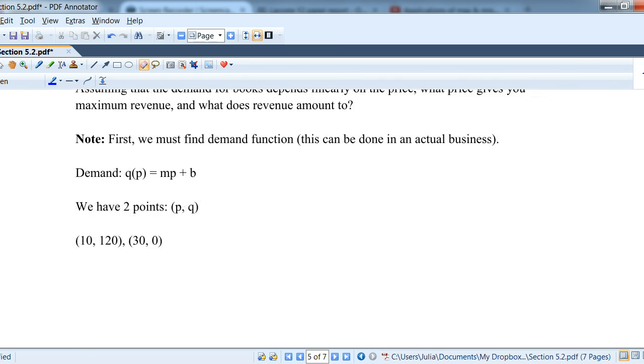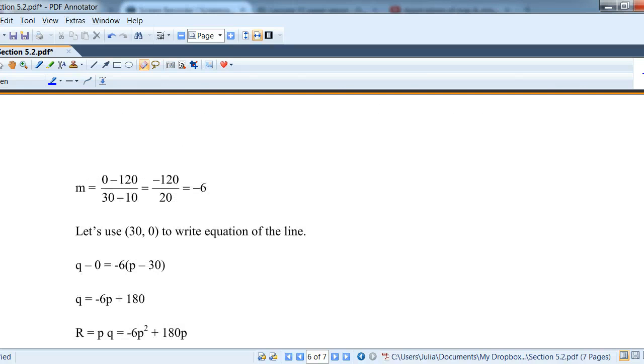And if you recall, you can use the 2 points to find the slope, which we do in this case: 0 minus 120 over 30 minus 10. So we get negative 120 over 20, which is negative 6. And then I use one of the points, let's say (30, 0), to write the equation of the line. Notice I go through these steps. So I get Q equals negative 6P plus 180.